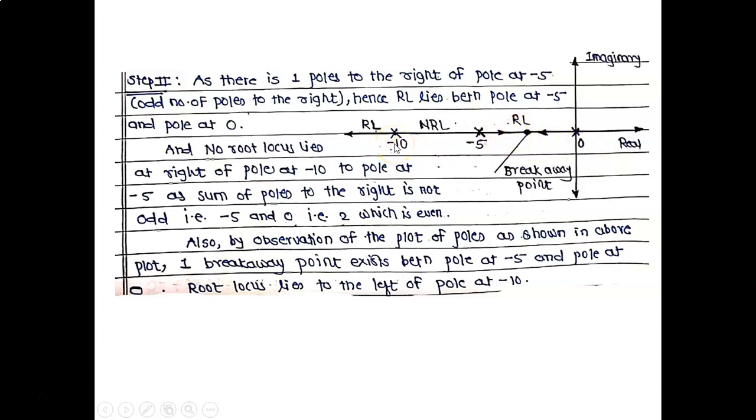Now consider minus 10. Towards the right side of minus 10, how many poles and zeros are there? The sum P plus Z is equal to 2, that is, only 2 poles and 0 zeros, so 2 plus 0 is equal to 2. Therefore it is an even number. That's why we can say that between minus 10 and minus 5 there is no root locus region, and towards the left of minus 10 root locus region exists up to minus infinity. Therefore this is the procedure to determine the root locus region and no root locus region.